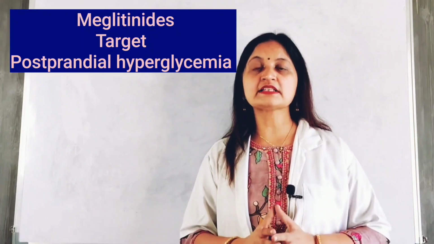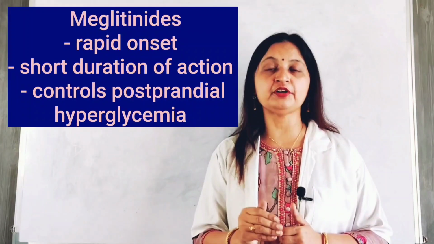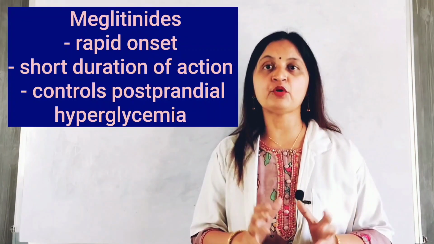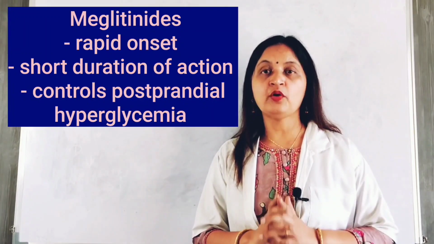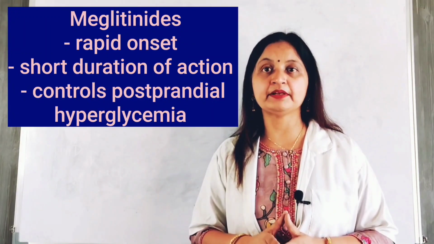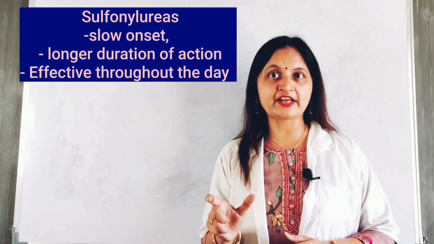There are very few drugs that specifically target postprandial hyperglycemia. So the advantage of meglitinide derivatives is that it has a rapid onset, shorter duration of action, controls postprandial hyperglycemia, and therefore is preferred in a patient who has high postprandial hyperglycemia. In contrast, sulfonylureas are slow acting and have a longer duration of action.